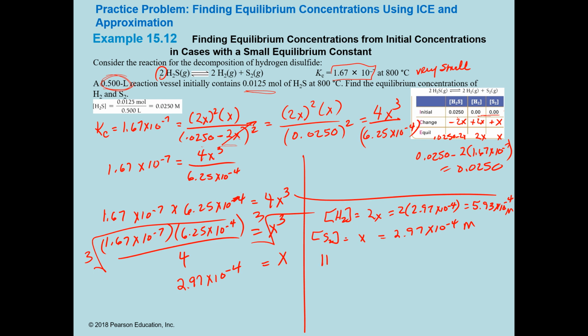And then the H2S, when we get done, is equal to, now you've got to use that x when you go back, 0.0250 minus 2x, which equals 0.0250 minus 2 times 2.97 times 10 to the minus 4. That's going to give you 0.0240. Now, it did change a little bit, didn't it? But it is close enough that the approximation is okay. So if I tell you that it's very small, or if you see it's negative 19 or something like that, it's totally okay to use approximation. All right, so those are your concentrations.